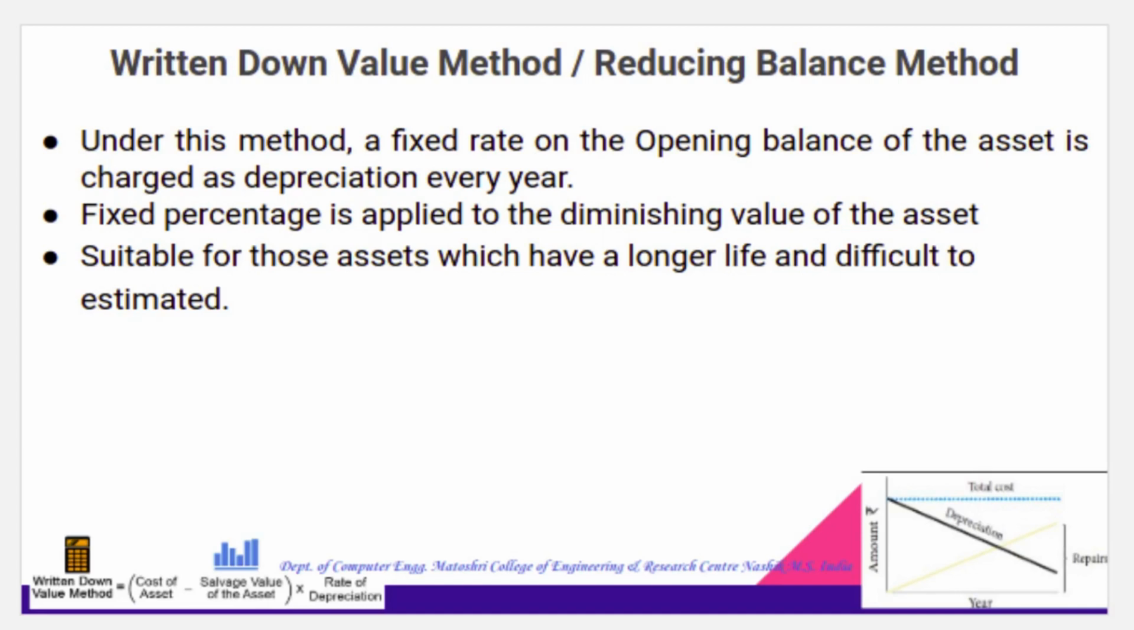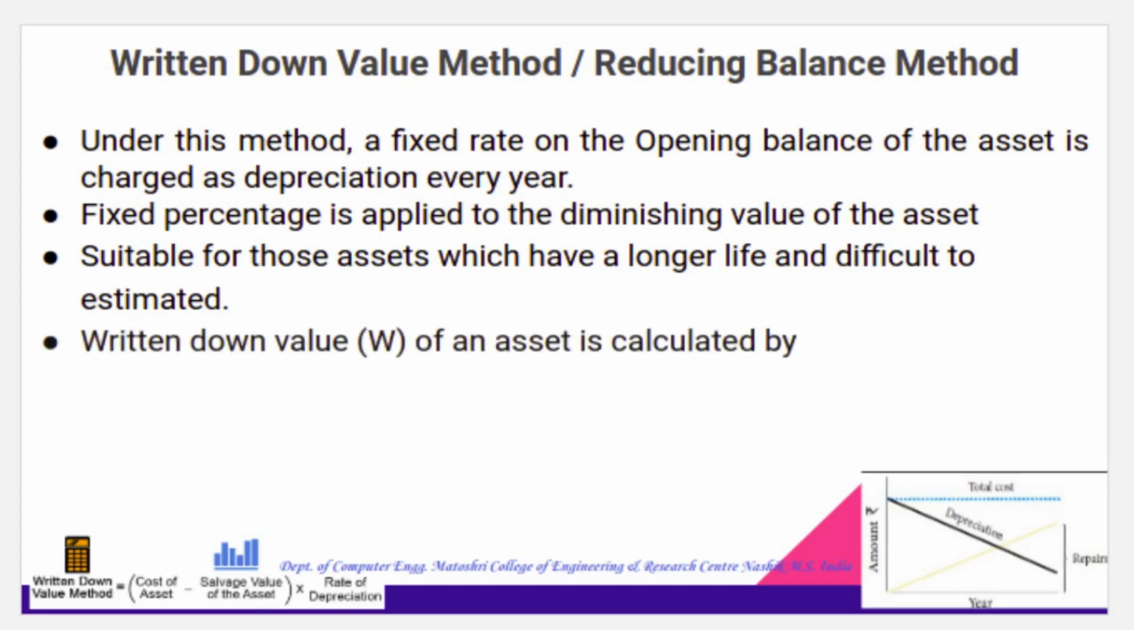The written down value of an asset, that is W, is calculated by W = C(1 - R/100), where C is the original cost and R is the rate of depreciation. So we are able to calculate the written down value W.